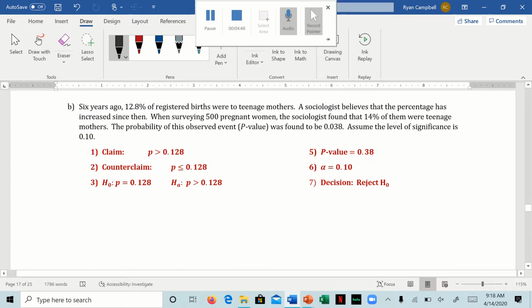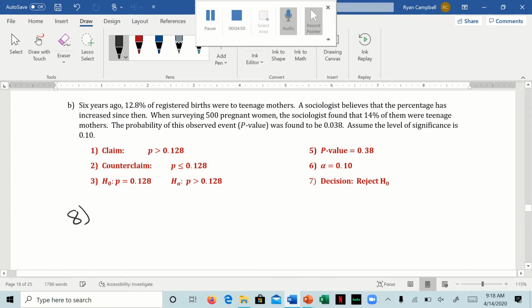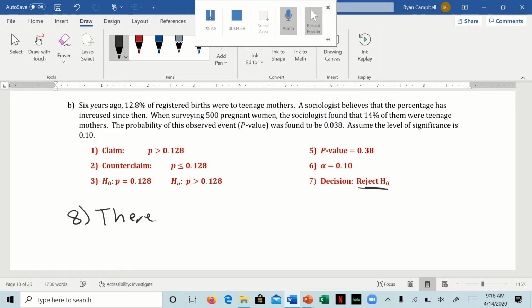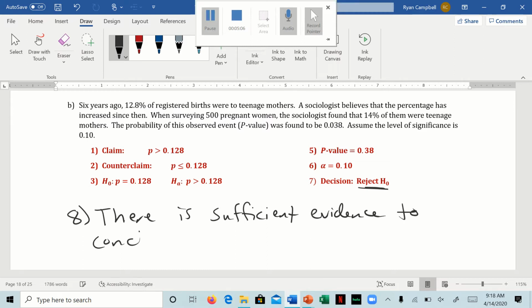Part B. All right. So step 8. So we rejected the null hypothesis. So is there enough evidence? Yes, we could reject it. So there was enough evidence to show something. There is sufficient evidence to conclude that. All right. So we rejected the null hypothesis, which means that we are keeping this statement.